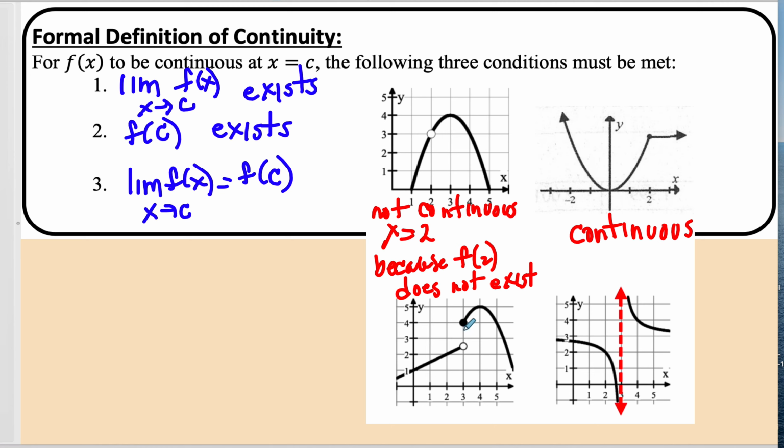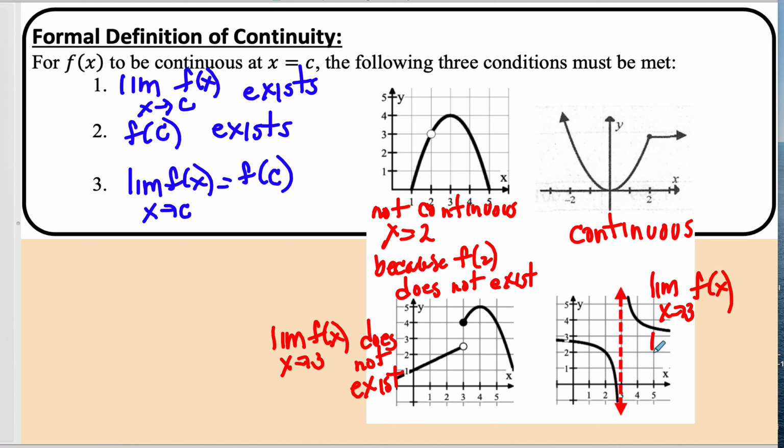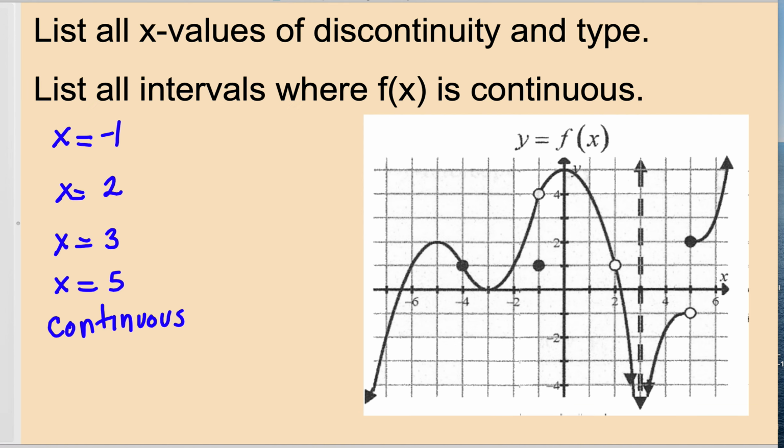Over here we have this gap, and this gap means we don't have a limit. So the limit as x approaches 3 of f of x does not exist, and that's why it's not continuous at 3. Over here we have the same idea. It's the same reason. The limit as x approaches 3 of f of x does not exist, and that's why it's not continuous at 3. It's continuous everywhere else, but not at 3. List all x values of discontinuity.